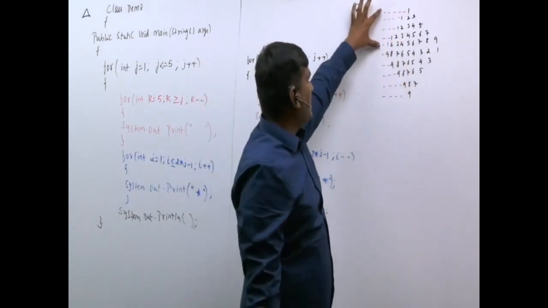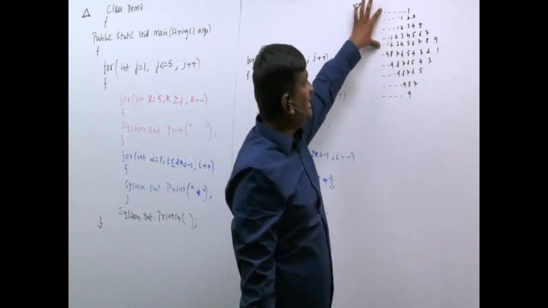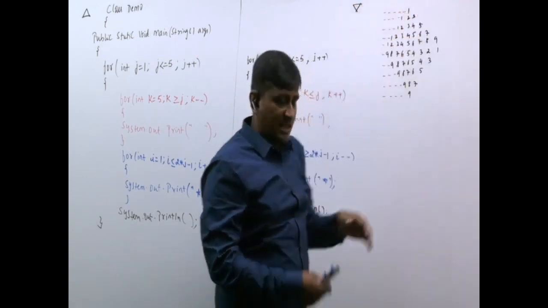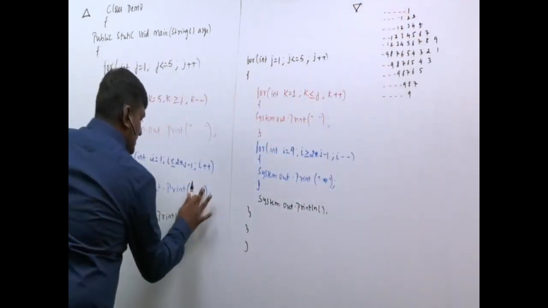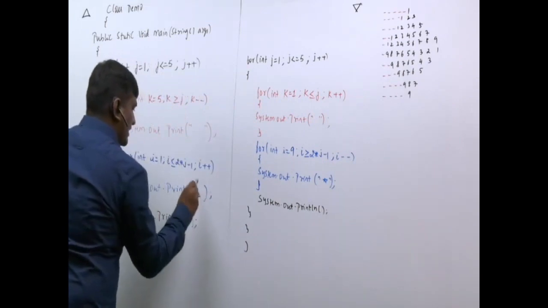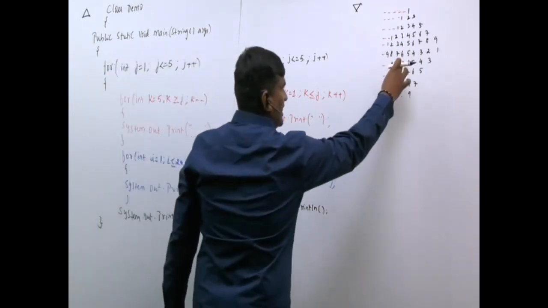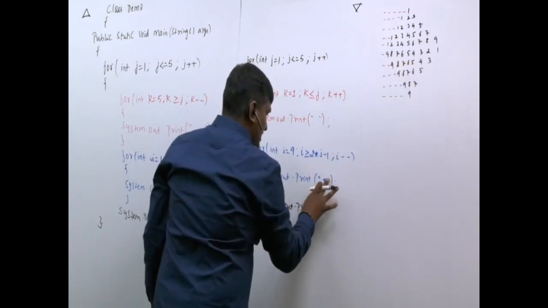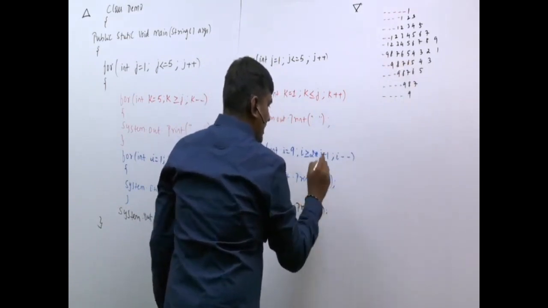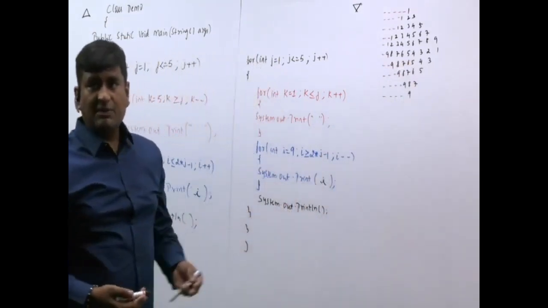Tell me, in this part, in all the rows, are the numbers same or changing? Changing. See here: 1, 1, 2, 3, 1, 2, 3, 4, 5. Hence, here instead of star, simply print i. Similarly, here also 9, 8, 7, 9, 8, 7, it is changing. Hence, here also instead of star, make it as what? i. This one change if you make, that will be the output.